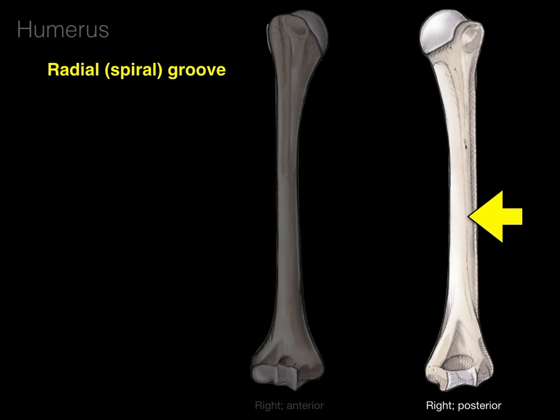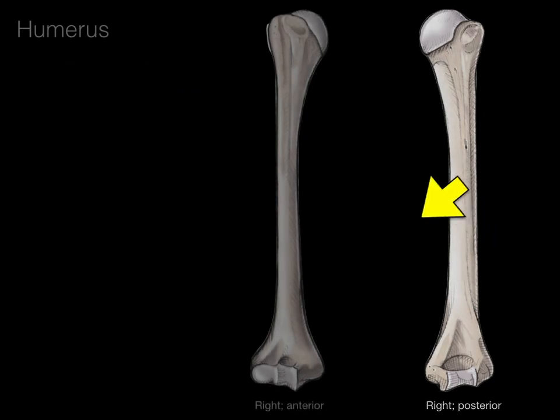All right, now on the posterior portion of the diaphysis of the humerus is something called the radial groove. It's called the radial groove because the radial nerve courses through it. It's also called the spiral groove because it makes a spiral shape as well. If fractured in this region, in this middle diaphysis, the radial nerve is often injured.